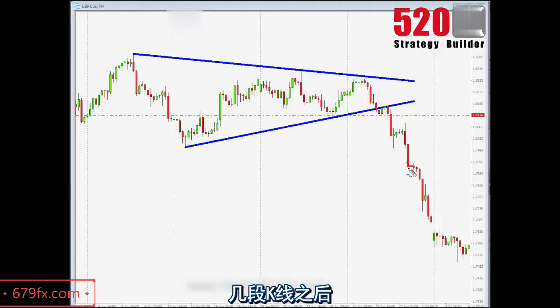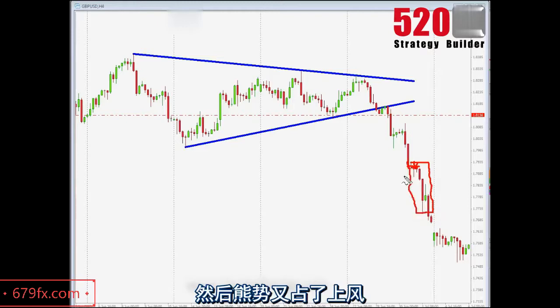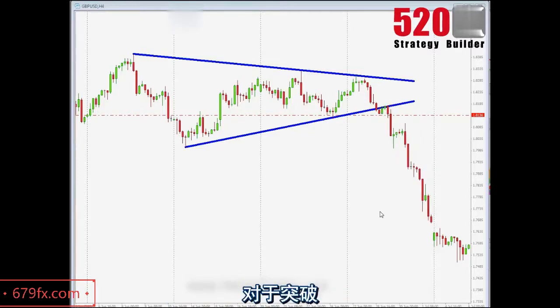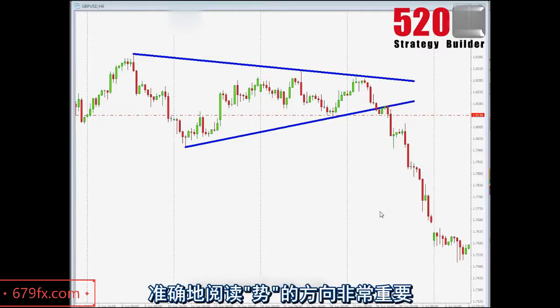Okay, a little bit of a pullback, of a consolidation, and eventually bang, the bears come into play again with another large bar. Okay, we gotta read price action, guys. Price action is very important. Momentum reading, especially when it comes to breakouts, is important.